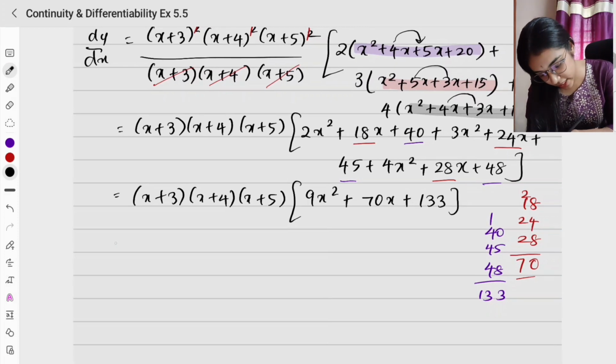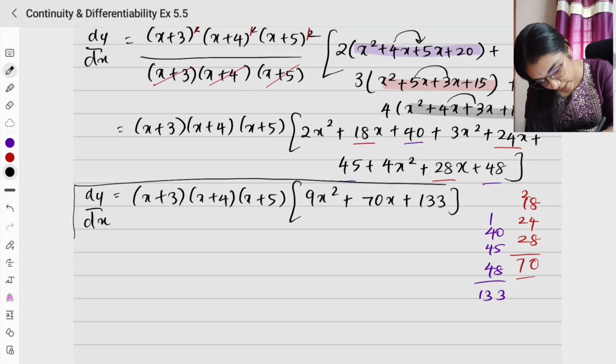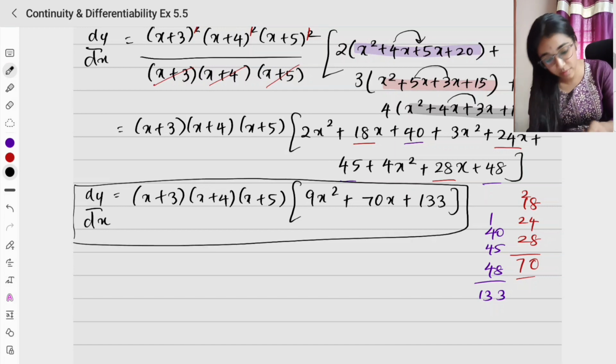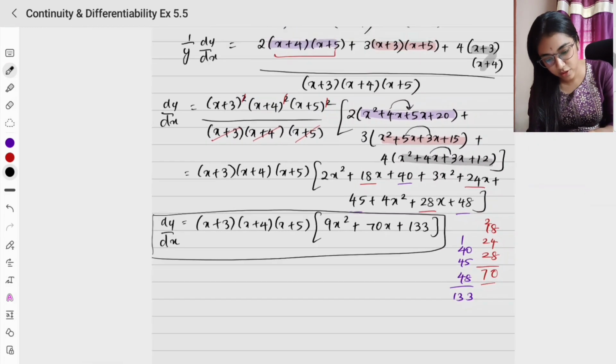So what is my final answer? This is my final answer. So dy by dx is equal to this. I cannot simplify this further. So this is my final answer. Okay. Please copy. It is very, very easy.